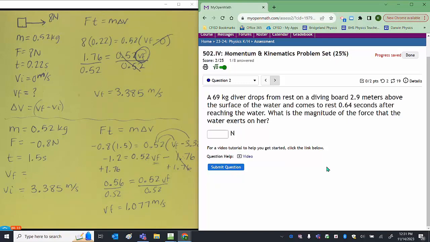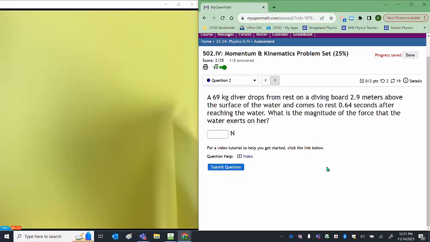Number 2 is probably the trickiest question in this entire assignment. It says a 67 kilogram diver drops from rest on a diving board 2.9 meters above the surface of the water and comes to rest 0.64 seconds after reaching the water. What is the magnitude of the force the water exerts on her?